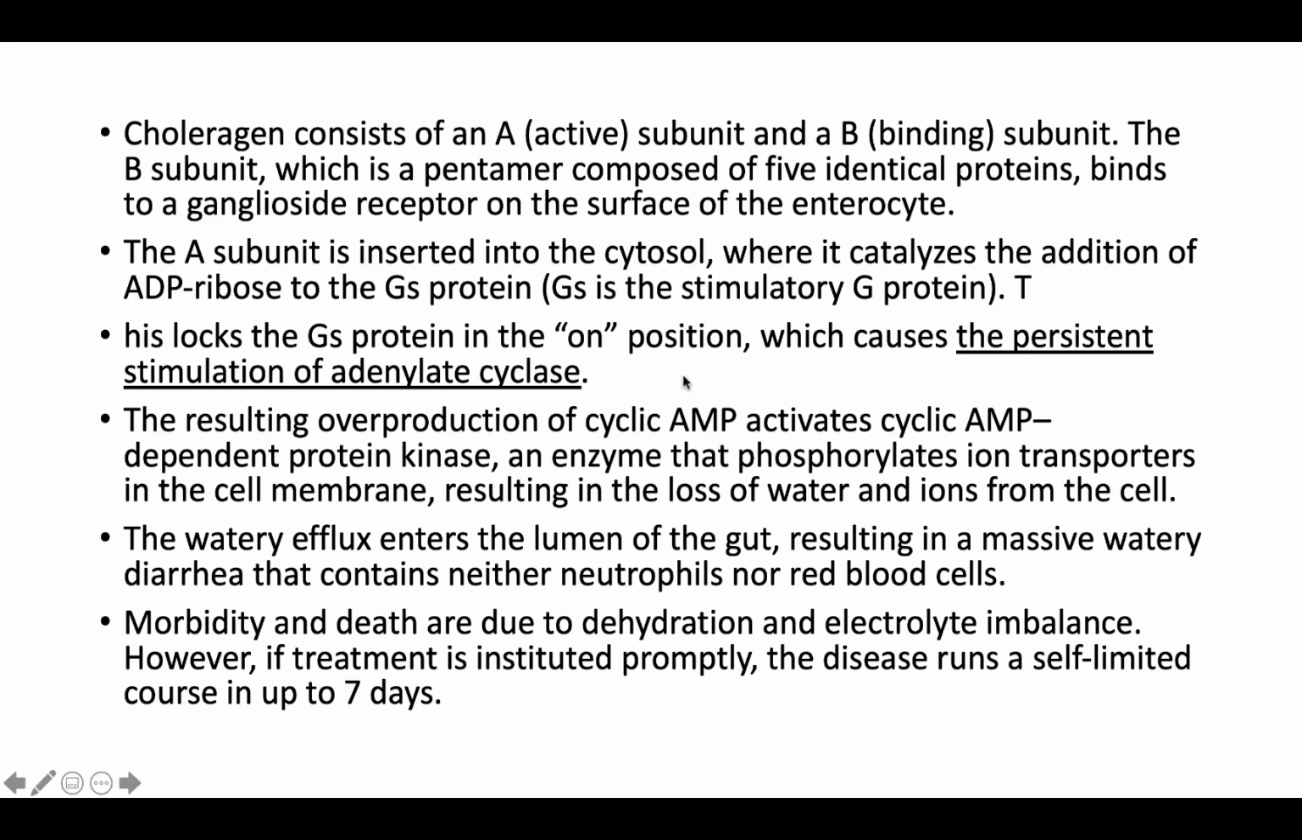So A and B, as we said, ribosylate the G proteins. This locks the G proteins in the on position, which causes persistent stimulation of adenylate cyclase and continuous overproduction of cyclic AMP, which activates different protein kinases, which results in the loss of water and ions from the cell.